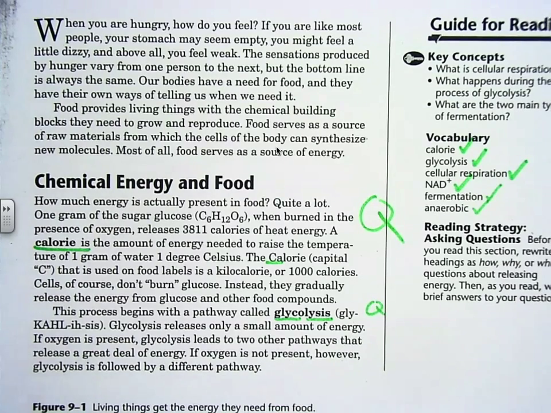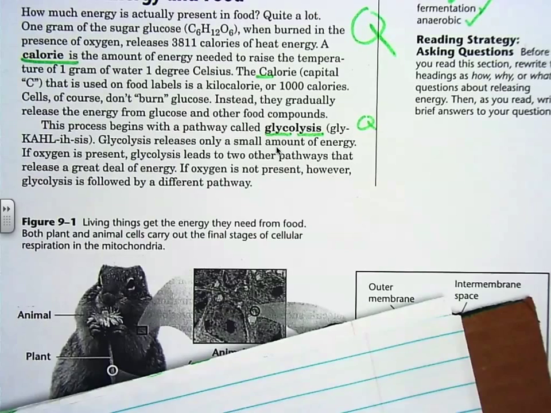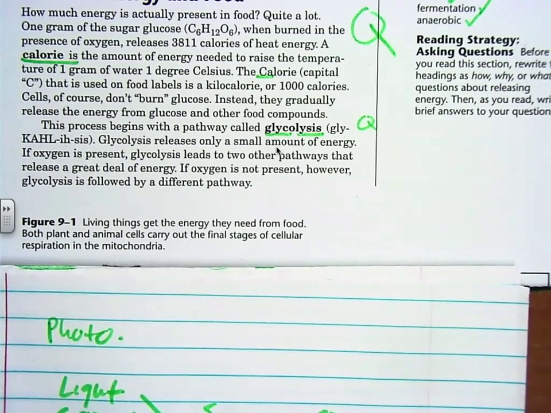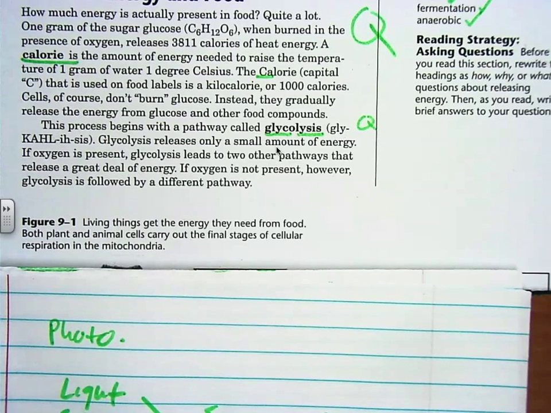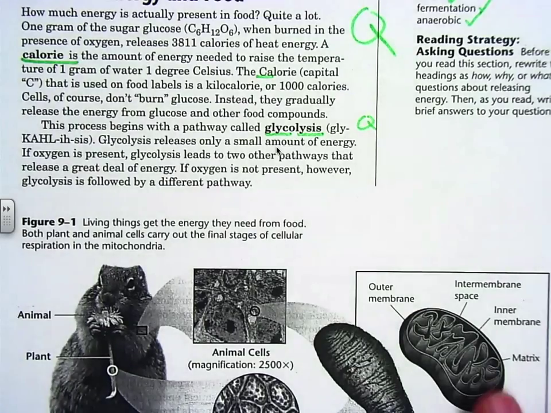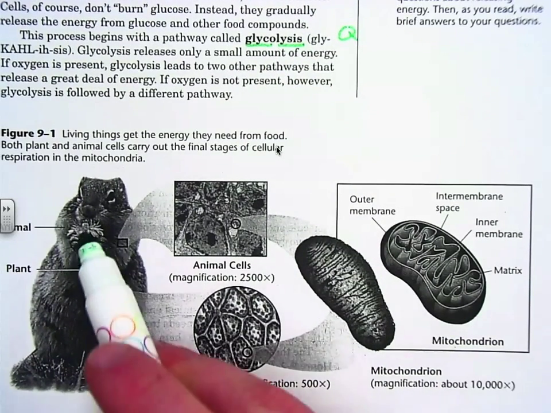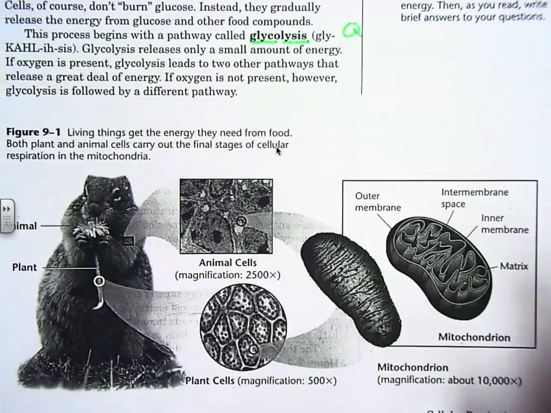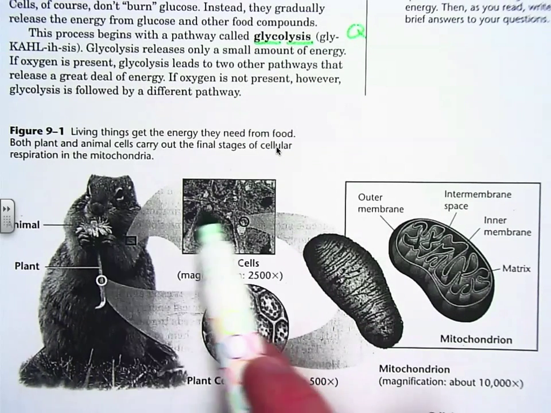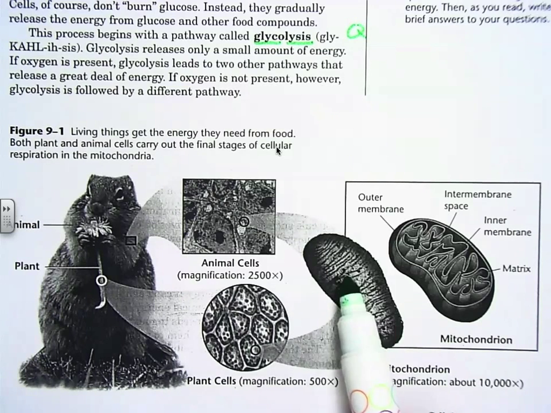All right, in the figure, living things get the energy they need from food. Both plant and animal cells can carry out the final stages of cellular respiration in mitochondria. Okay, so basically in our picture it shows a squirrel and a plant, the squirrel eats the plant, and parts of the sugar and the energy in the plant go into the cell, which goes to the mitochondria where the glycolysis happens, where energy is released.